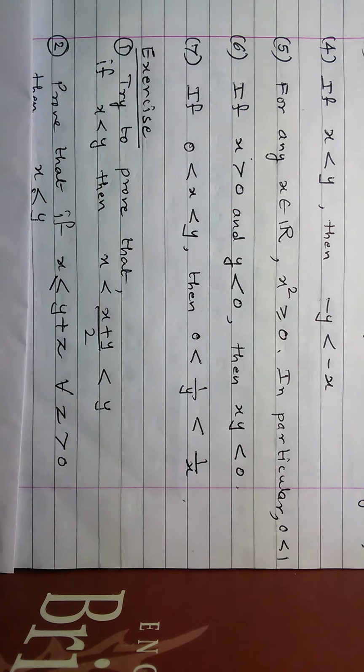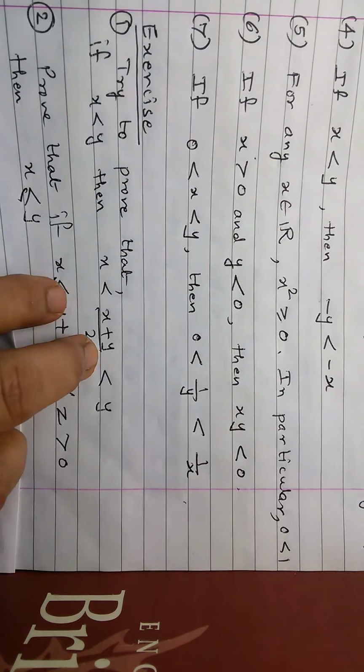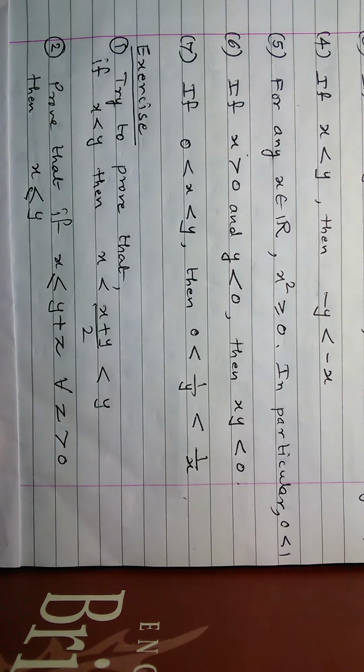This is one exercise. And the second exercise is prove that if x is less than or equal to y plus z for all z greater than 0, that is for all positive z, then you have x less than or equal to y. Try these two exercises and also try to write down all the properties we have learnt in your notebook without referring to the YouTube video. So try to recall them and write in the notebook. That is the exercise for you, and you can show it to me at the time of tutorial.